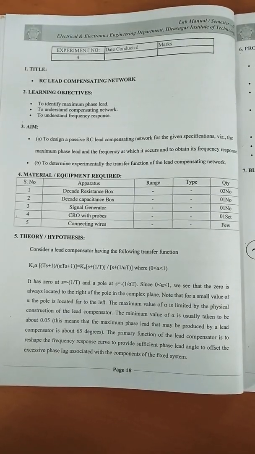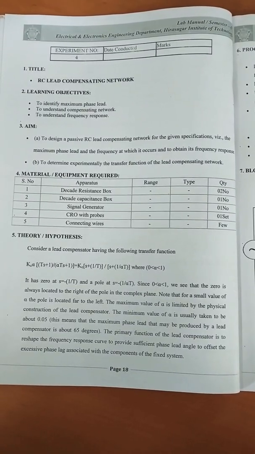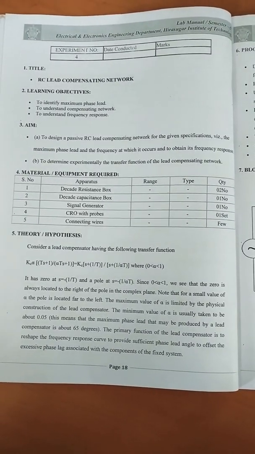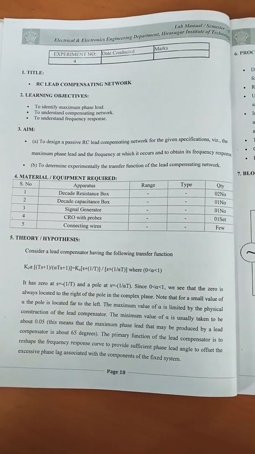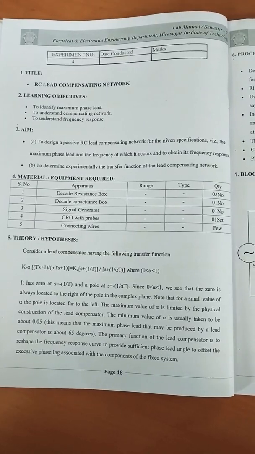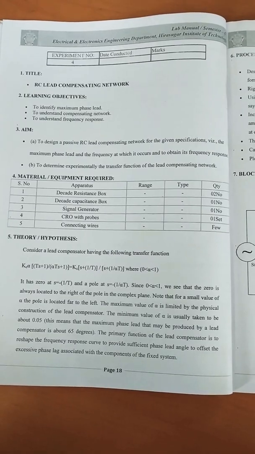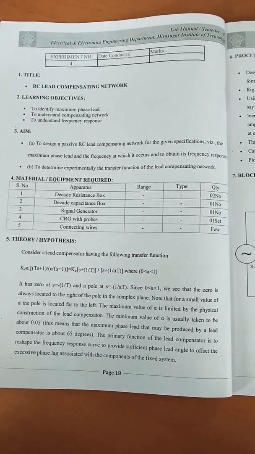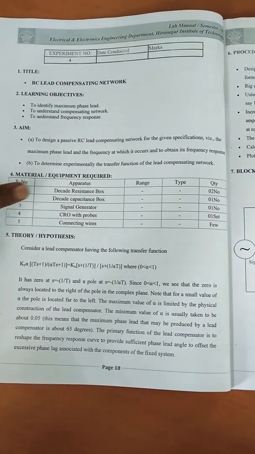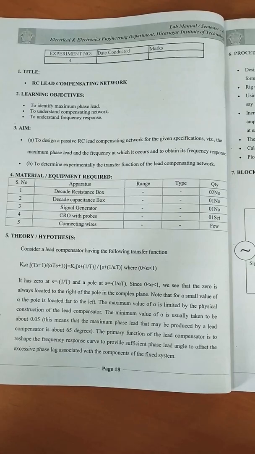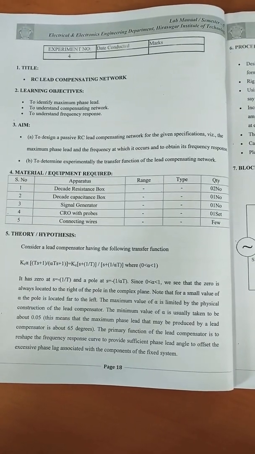Compensating network. Here we are going to design a passive RC lead compensating network for the given specification, that is the maximum phase lead and the frequency at which it occurs, to obtain its frequency response. And also here we are going to determine experimentally the transfer function of this lead compensating network. These are the apparatus: decade resistance box, decade capacitance box, signal generator, CRO, probes and some connecting wires.